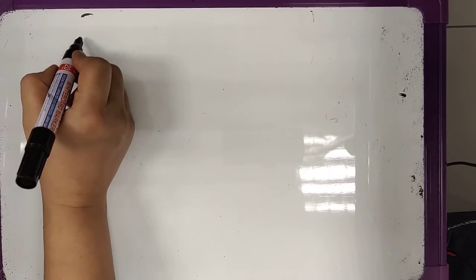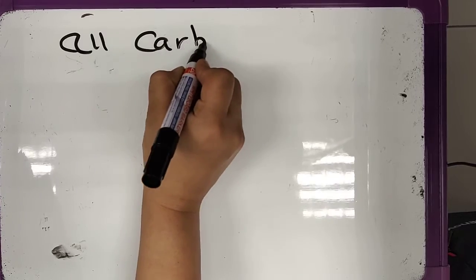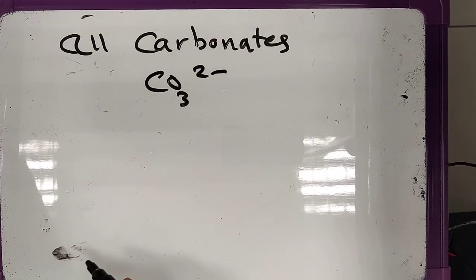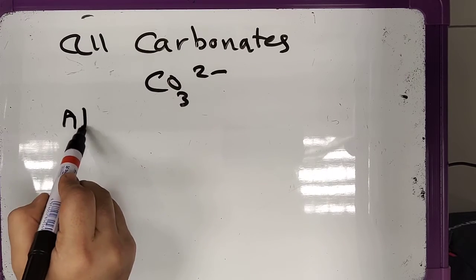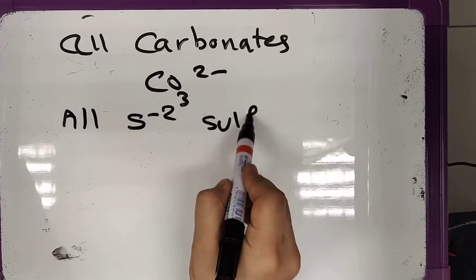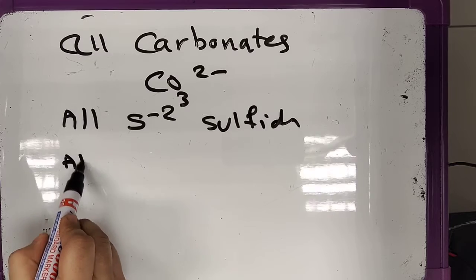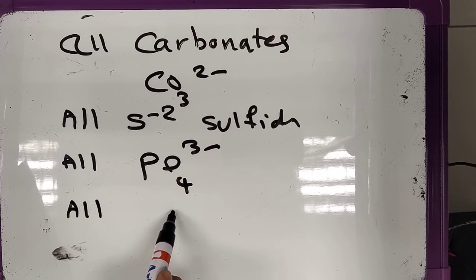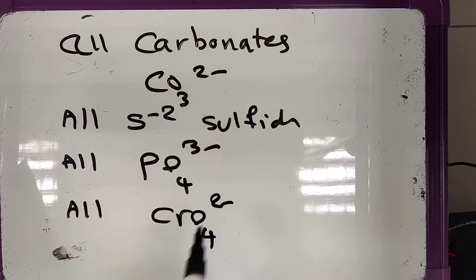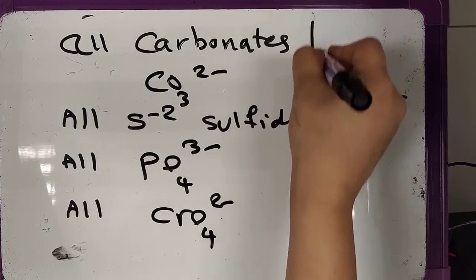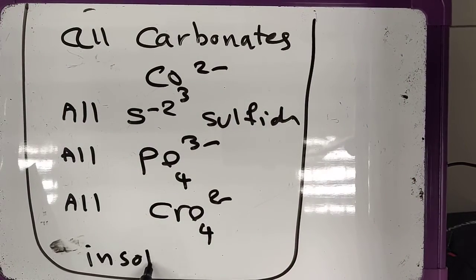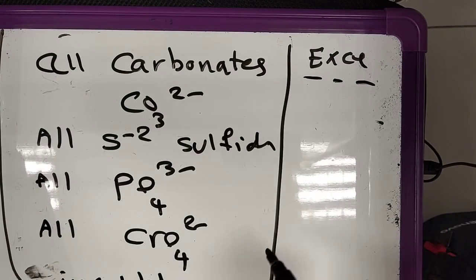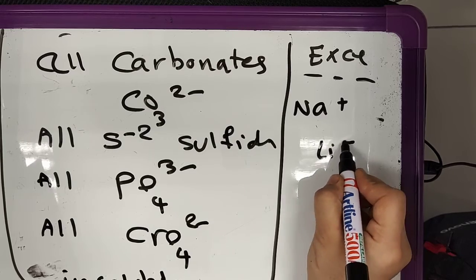And the last one: all carbonates, whose formula is CO3 2 minus, and also all sulfides, all phosphates, all CrO4 2 minus. They are all insoluble, but there are still exceptions that are soluble for sodium, lithium, and potassium.